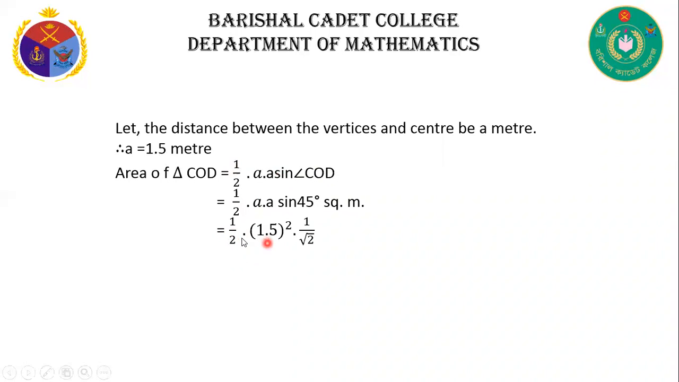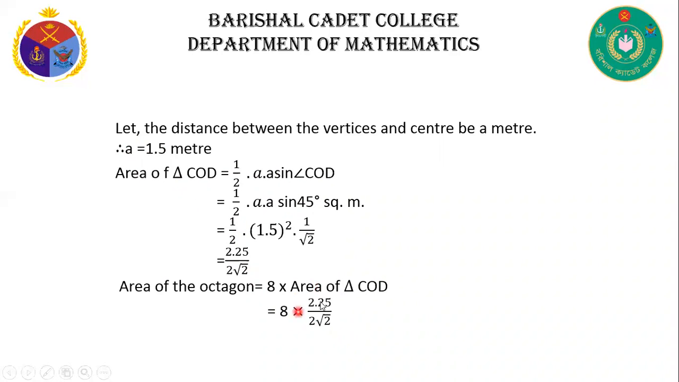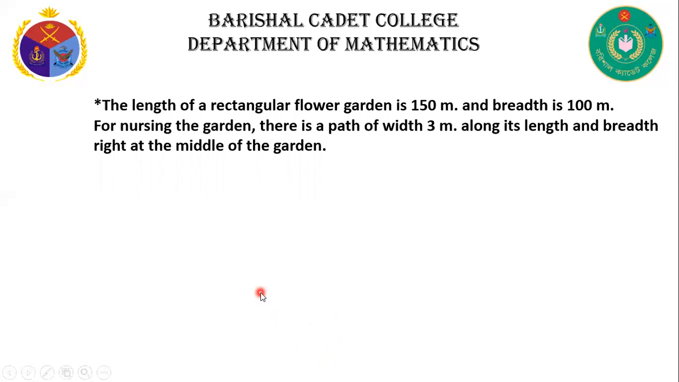We know sine 45 degree is equal to 1 by root 2, and A is equal to 1.5. Now putting these values here, we can write 2.25 divided by 2 root 2. Now area of the octagon is equal to 8 into area of triangle COD. That means 8 into 2.25 divided by 2 root 2, that means 6.36 square meter. This is our required answer.